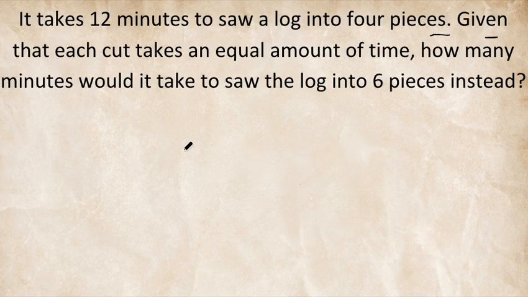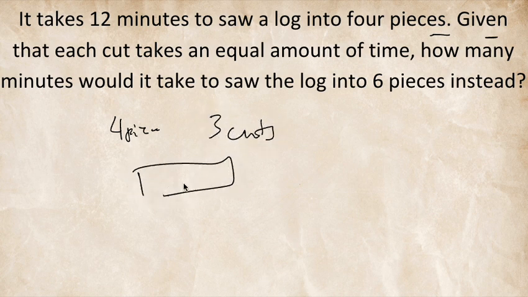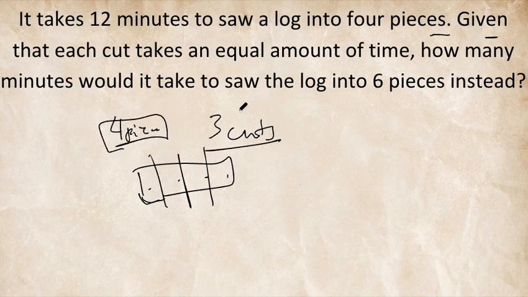So here's another similar one. It takes 12 minutes to saw a log into 4 pieces. Given that each cut takes an equal amount of time, how many minutes would it take to saw the log into 6 pieces instead? So remember, if you are breaking a log into 4 pieces, that's going to be 3 cuts. If you imagine a log, to break it into 4 pieces, you cut 1, 2, and 3. So it's 3 cuts to make 4 pieces. It's not 4 cuts, it's 3 cuts. So it takes 12 minutes for 3 cuts, which means 1 cut basically takes 4 minutes.